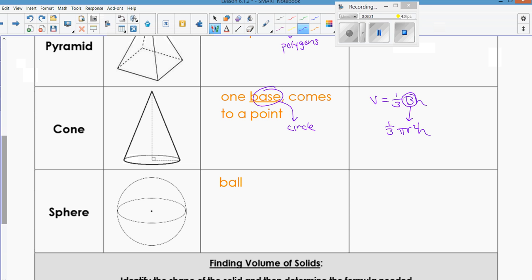A sphere, you can think about it as a ball, a three-dimensional circle. But the volume for a sphere is 4/3 pi r cubed. Make sure that you put this as a 3 and not a 2. So pi r cubed, unlike a circle, which is pi r squared.